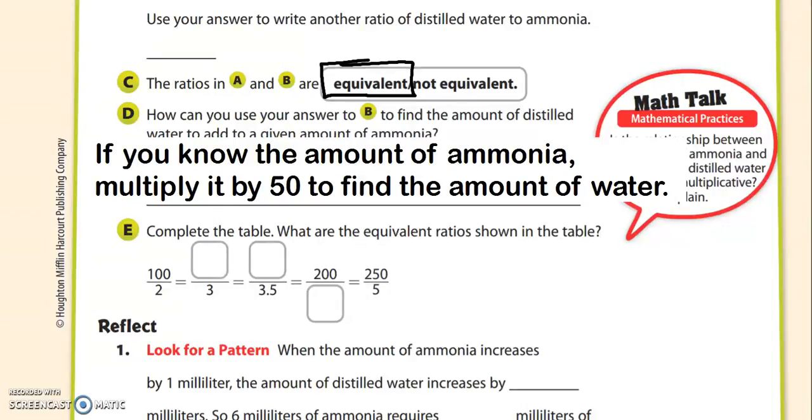And then question E. It says complete the table. What are the equivalent ratios shown in the table? Well, these are the same terms as in the table above. We just said on question D that if you know the amount of ammonia, so I'm going to put some terms down here. The top terms are the water, and the bottom terms are the ammonia. If you know the ammonia, you multiply it by 50 to find the water.